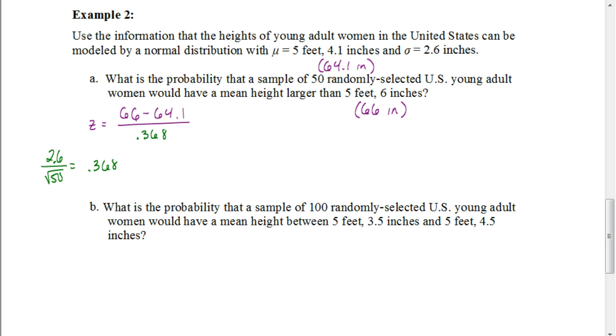So I would take 66 inches minus 64.1 inches, divide that by 0.368, and I get 5.16 standard deviations above my mean. Well, so basically what I'm trying to do is figure out what's the probability that my mean, or in this case my z-score, is going to be greater than 5.16.